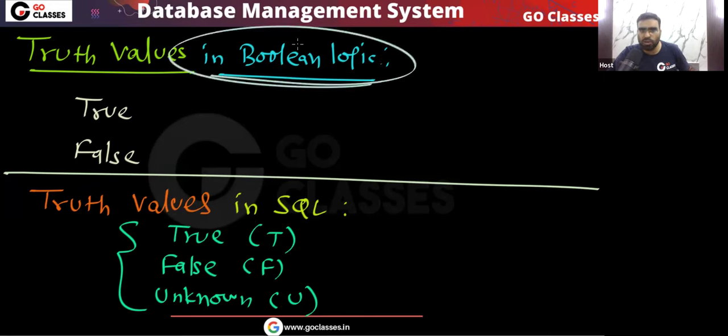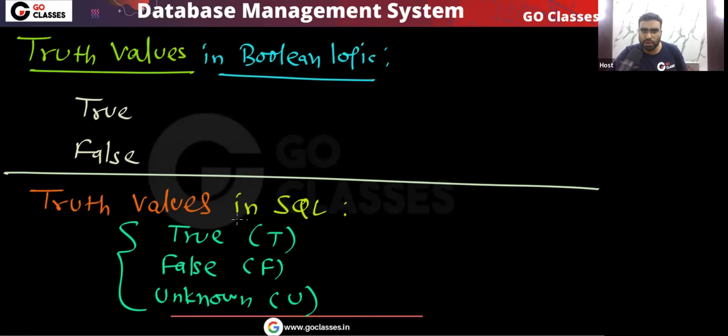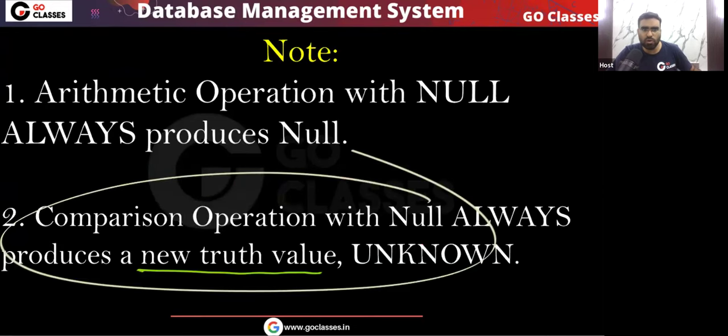Remember, in propositional logic, in Boolean algebra, we use the truth values true and false. But SQL uses three valued logic, which means in SQL there are three truth values: true, false, unknown. One more thing I want to tell you: look at this second rule.